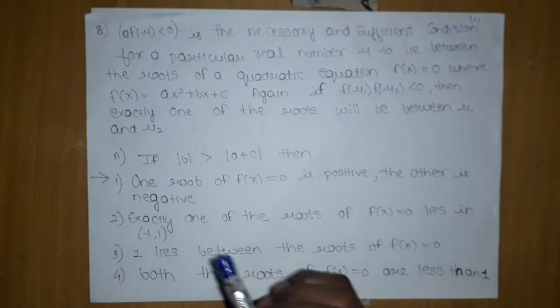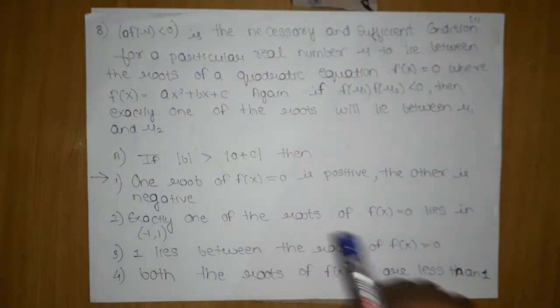Let me read this. It says a into f of mu is less than 0 is the necessary and sufficient condition for a particular real number mu to lie between the roots of a quadratic equation f of x equals 0, where f of x equals ax square plus bx plus c. Again, if f of mu1 into f of mu2 is less than 0, then exactly one of the roots will lie between mu1 and mu2.